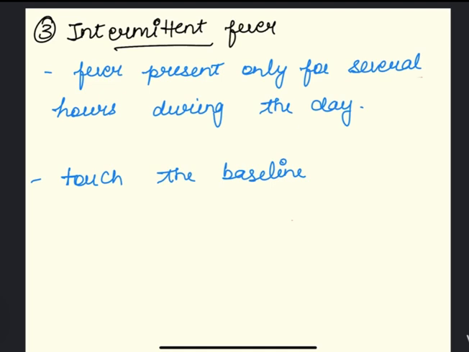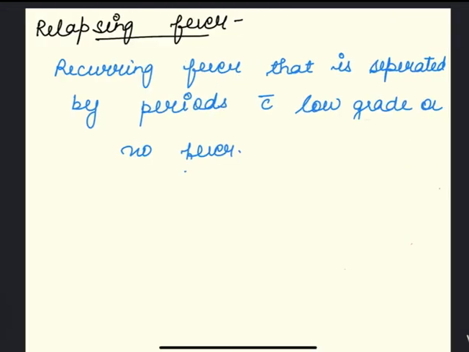Coming to intermittent fever, the fever which is present only for several hours during the day, and remember it does touch the baseline. The best example to remember for this is malaria, and other examples includes pyogenic infections, tuberculosis. There is a characteristic feature of tuberculosis, that is evening rise of temperature, so definitely it would come under intermittent fever. Kala azar, Borrelia. Relapsing fever, recurring fever that is separated by periods with low grade or no fever. Means there will be periods with no fever or low grade fever, and the example to remember is lymphoma, cyclic neutropenia and rat bite fever.